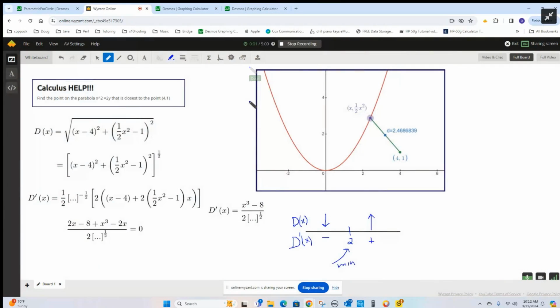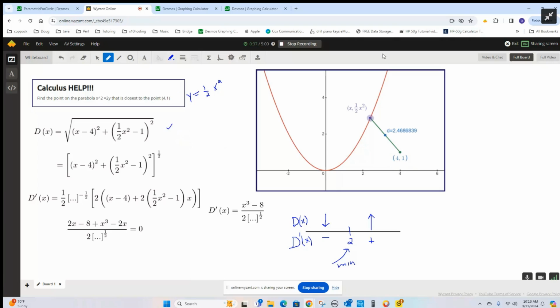Can see what's going on here. This red graph is the graph of the parabola x squared equals 2y, or y equals 1/2 x squared. So any point on the parabola will have an x coordinate of x, let's say, and the y coordinate will be 1/2 x squared. And the distance between that point on the parabola and the point (4, 1) can be expressed or determined using the distance formula for the distance between 2 points.